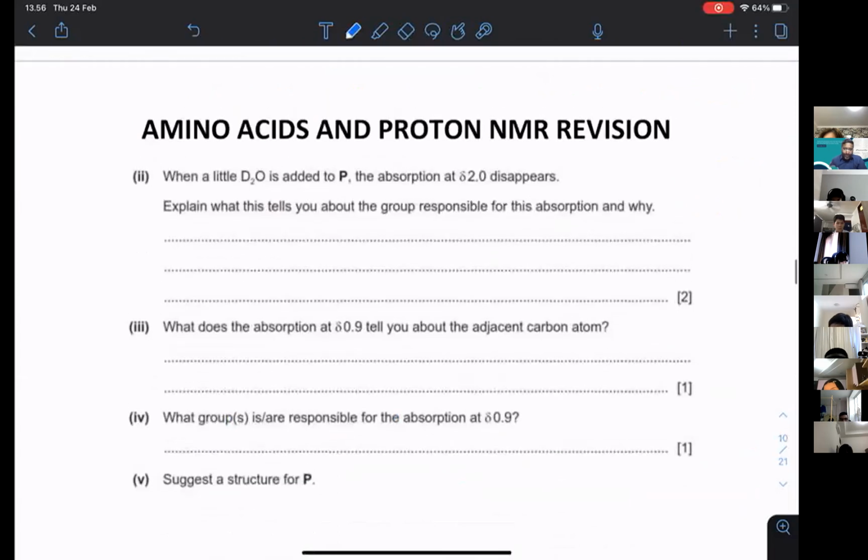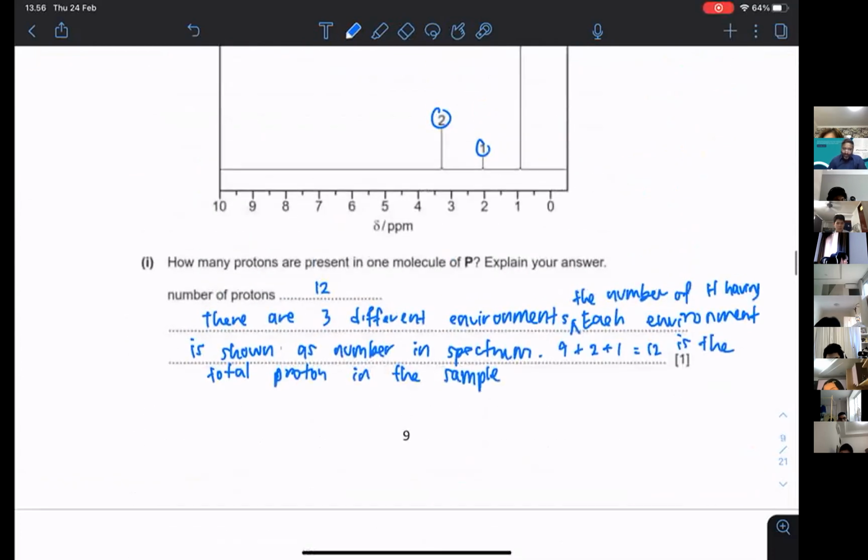They say that when a little D2O is added to P, the absorption at 2 disappears. So the absorption at 2 disappears. It means that this absorption can be either NH or OH. Because of that, they disappear. The ones that will disappear are the NH and OH, because rapid exchange of proton happens for those bonds.